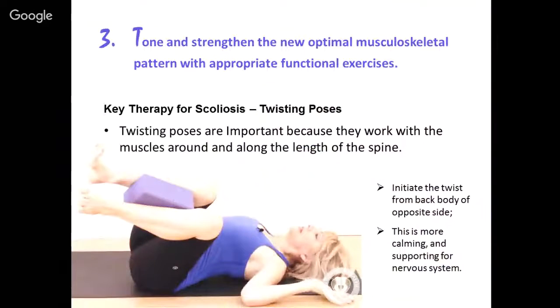So then we tone and strengthen the new pattern with functional exercises. So here's a great twisting exercise. We use the block to create stability, and we strengthen and tone the muscles on both sides of the spine. In structural alignment yoga therapy, we initiate the twist from the back body of the opposite side. And this is more calming and supporting for the nervous system.